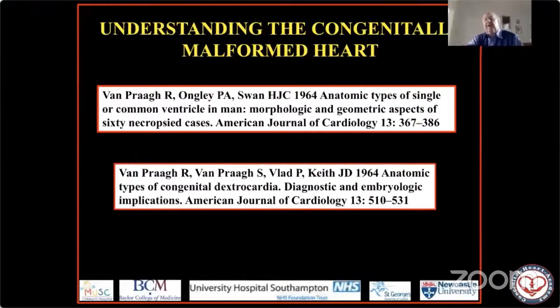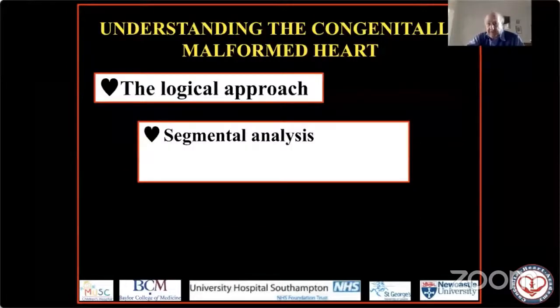And here are the 2 significant publications that started the evolution of understanding of the congenitally malformed heart. As you can see, they come from 1964. The top one is related to the functionally univentricular heart. The bottom one, which appeared very shortly thereafter, was concerned with the analysis of hearts that were positioned in the right chest. And the thing that came out of all of that was what we now call segmental analysis.